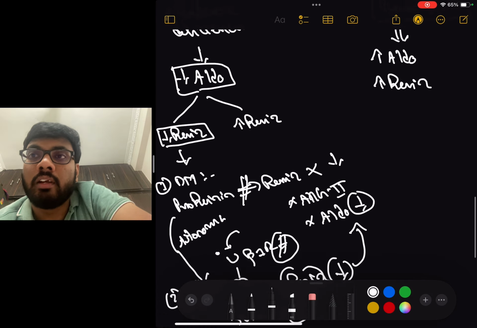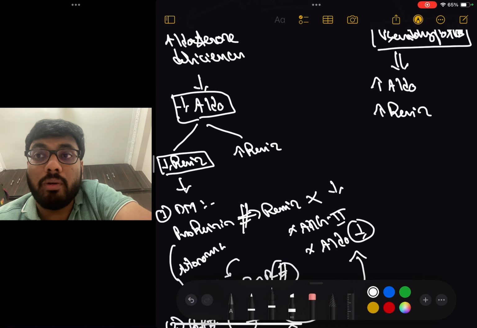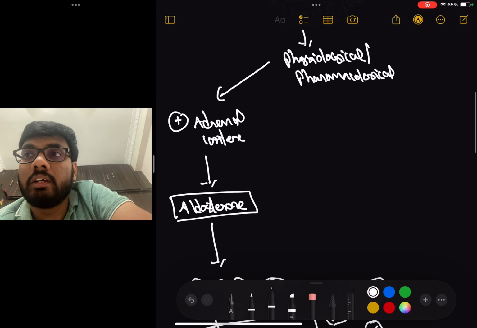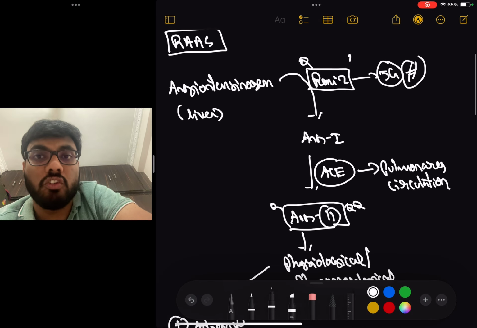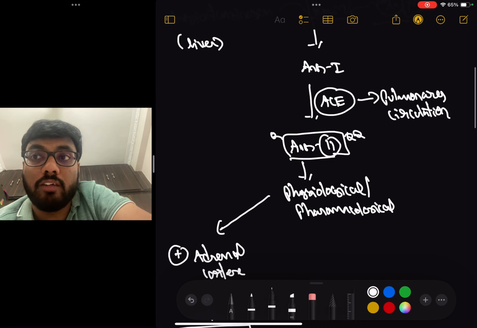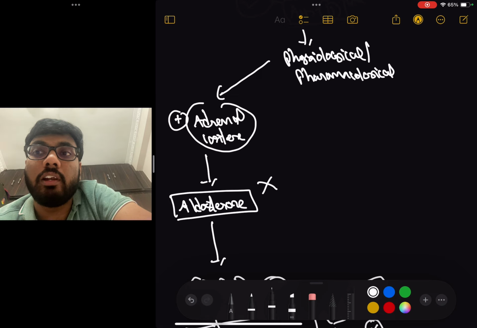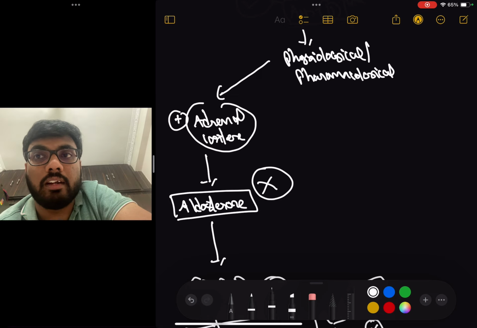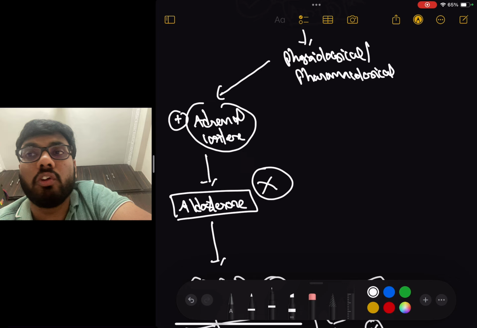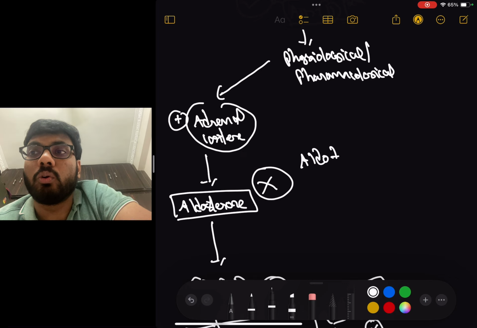Next, if a patient is having low aldo but increased renin, that means what? Renin secretion is normal, that is the JG cell is normal, and the formation of angiotensin is also normal, but from the adrenal cortex there is no release of aldosterone. That's why the aldo is low, right?